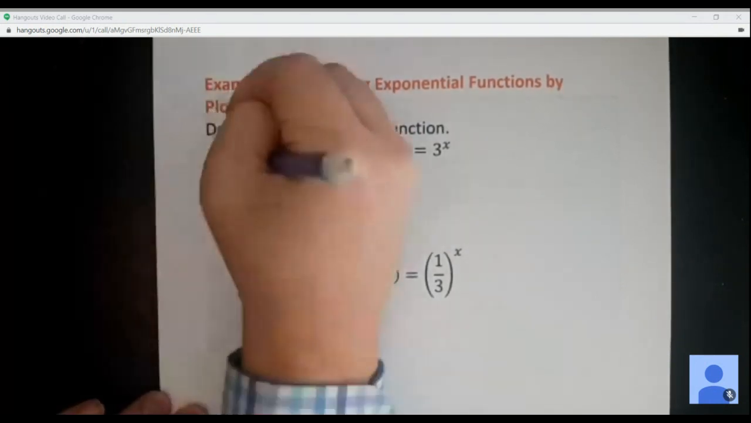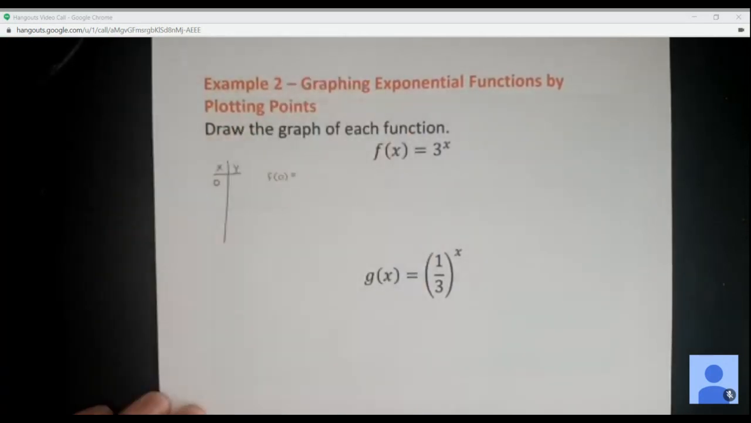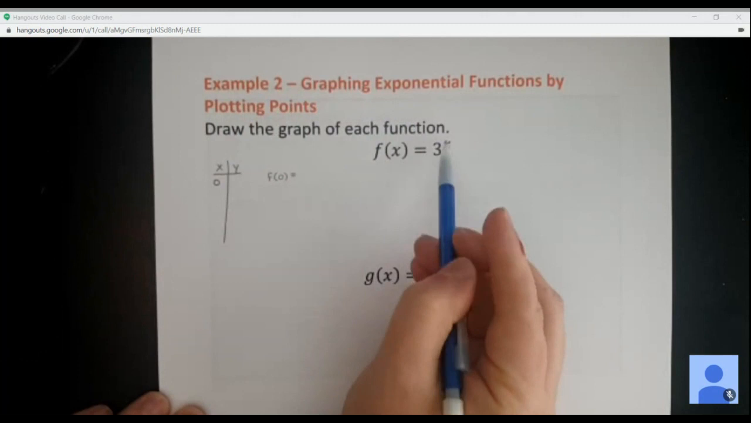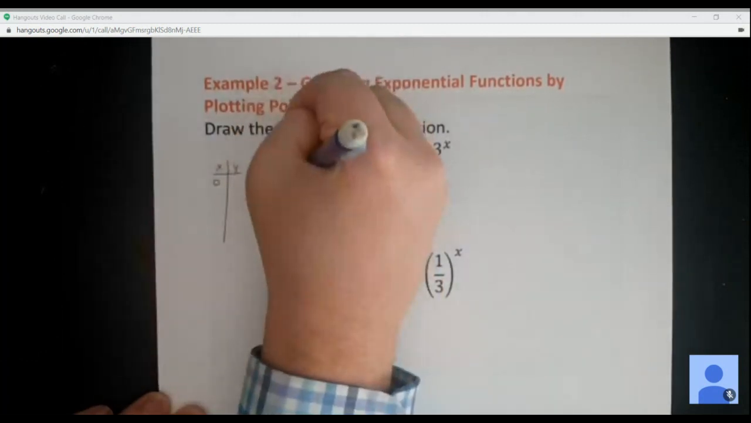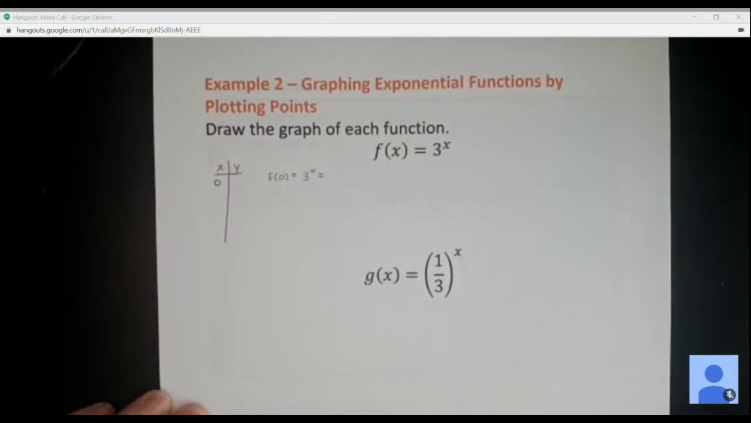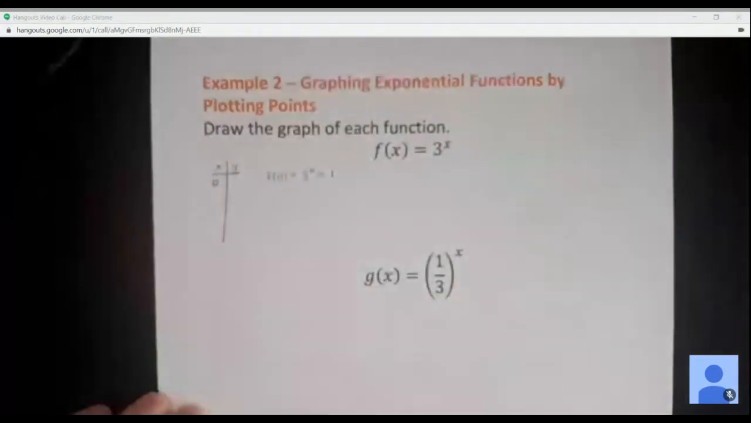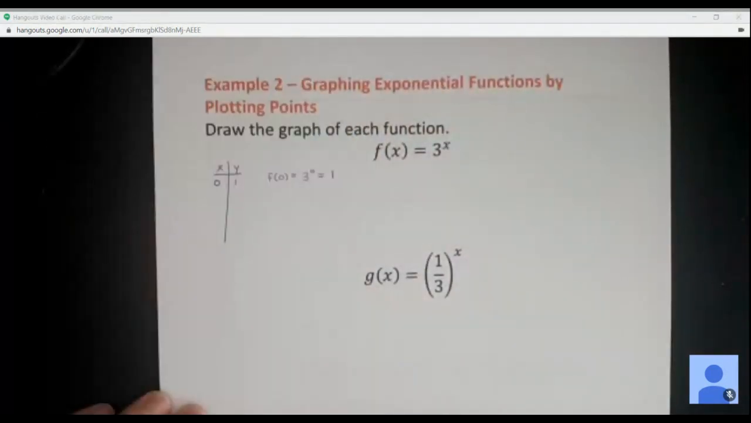So I'm going to find f of 0. That means I'm going to take my function, 3 to the x, and plug in 0 there. So that's 3 to the 0 power. And what should 3 to the 0 power give us? Good. Anything to the 0 power should be equal to 1, right? So that tells us the y value here is going to be 1.